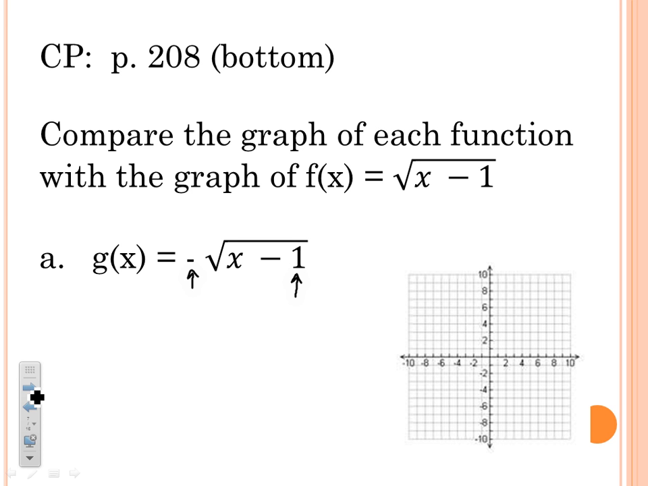So knowing that our parent function started at (0, 0), and we have a right shift of 1, we can tell that this one's going to start at (1, 0). Now, the parent function, I'll do that one in black, took off like this. Well, if we're going to reflect that over the x-axis, which this negative sign tells us, what would the reflection of that curve look like?